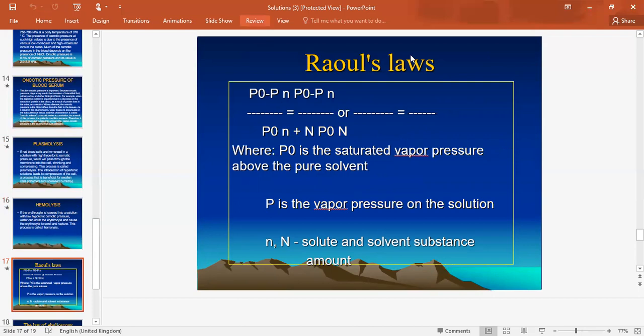To understand Raoult's law, we must know what vapor pressure is. Here P0 is the saturated vapor pressure above the pure solvent, P is the vapor pressure over the solution, and n is the amount of solute and solvent substance.